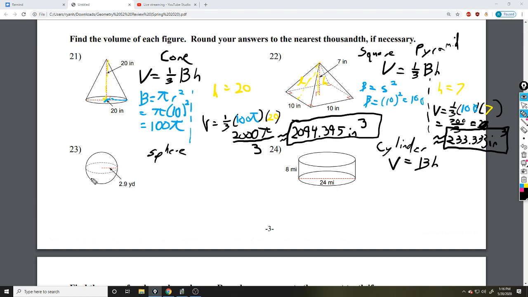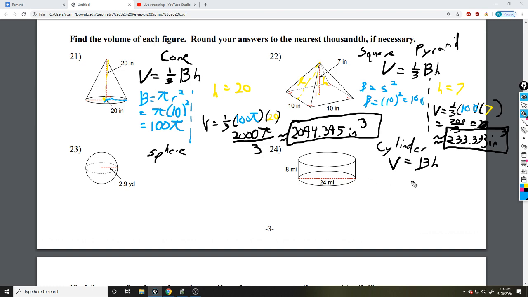I'll come back to the sphere. I want to keep on the same track. So we're going to do the cylinder next. Sphere is a bit of a different formula. Cylinder, just like with surface area, the formula for volume of a cylinder is the same as a volume of a prism. So a triangular prism, rectangular prism, whichever.